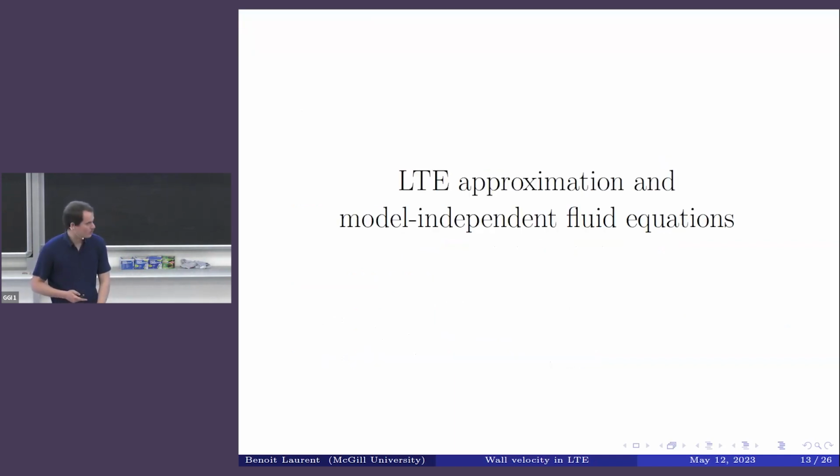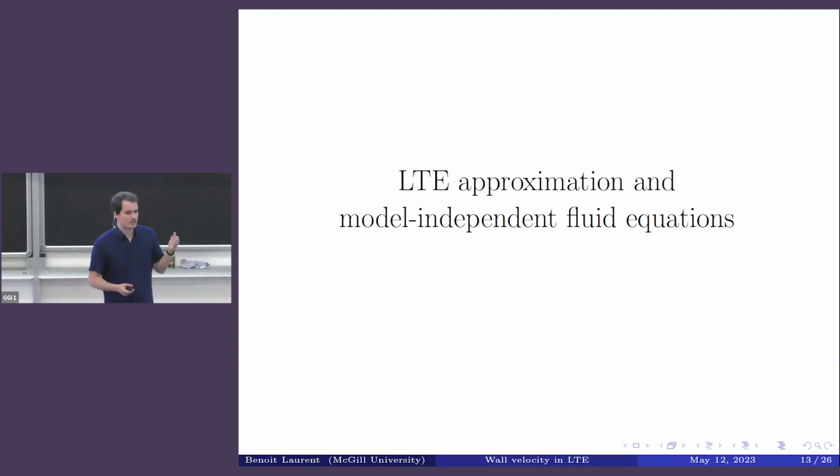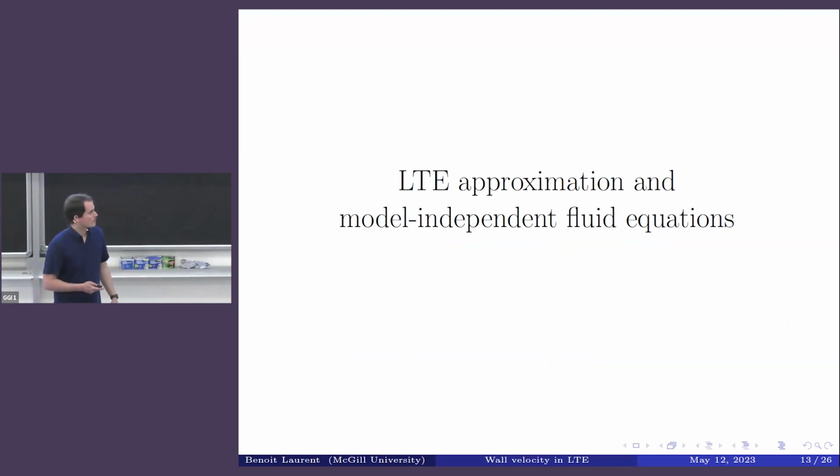And this is why we are interested here in the LTE approximation, the local thermal equilibrium approximation. We will see that it drastically simplifies this picture. And this allows us to get model-independent fluid equations. By that, I mean that they will depend on a very small number of parameters, only 4 in fact, and in some cases 2. So this is much simpler than what we had with the Boltzmann equation, where everything depended on all the mass variation and the collisions in the plasma.